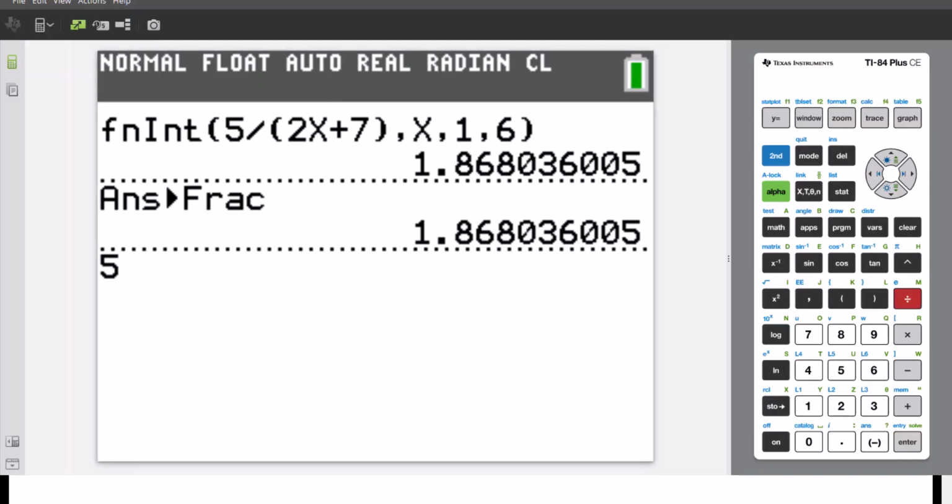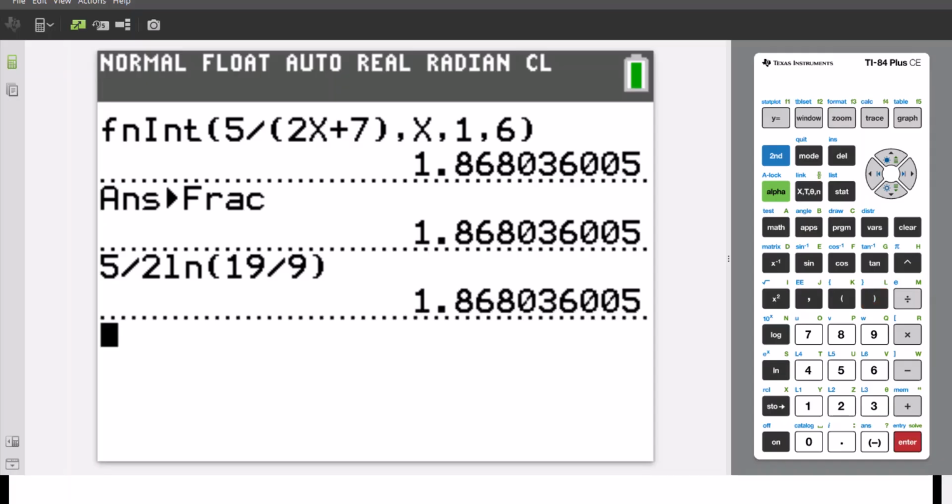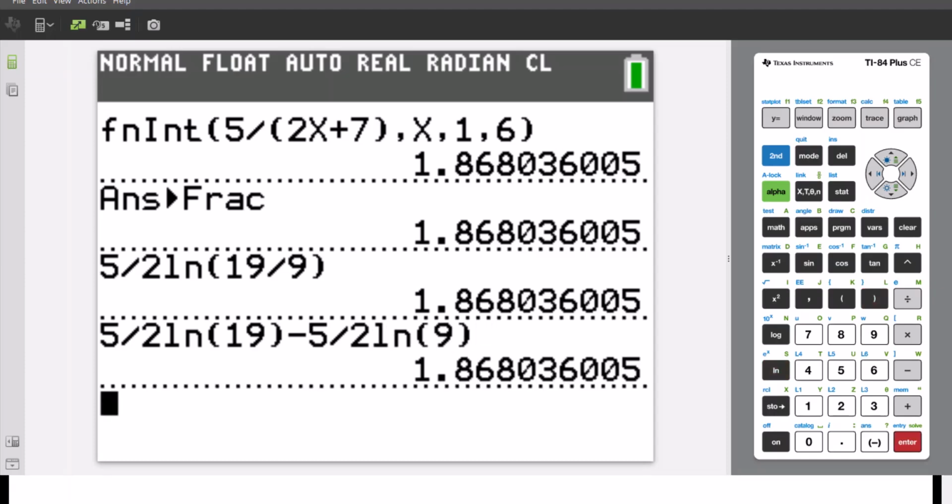So let's see if our answer on the page was correct. So I decided that the answer would be ln of 19 divided by 9, all multiplied by 5/2. And you can see it's correct. Also, if you had left it alone and not factored it, then you would have had 5/2 ln 19 minus 5/2 ln of 9, and that's also the same decimal.